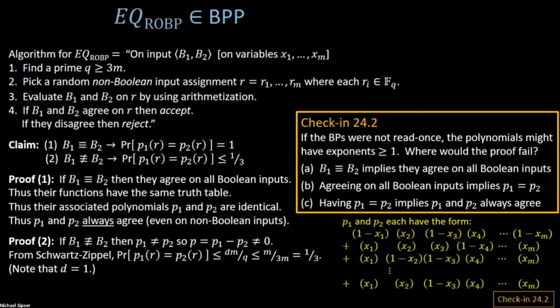Is the polynomial like a hash function for the branching program? Are they equal if they are the same, but sometimes the values are also equal if the programs are different? That's an interesting idea. So is the polynomial acting like a hash function? I think there is something to what you're saying, but I think it's actually in the other direction.